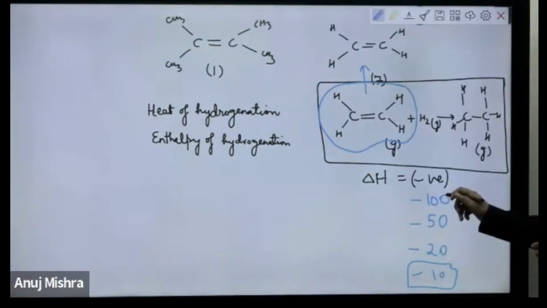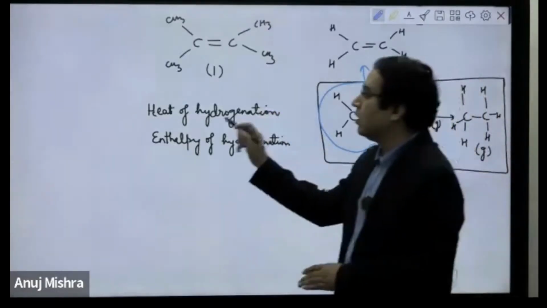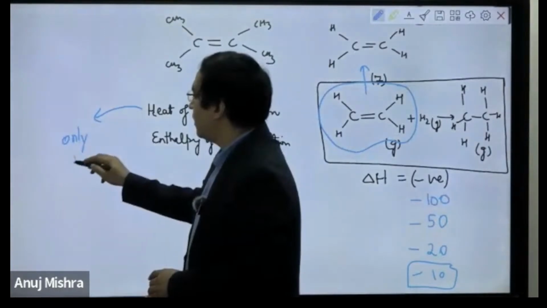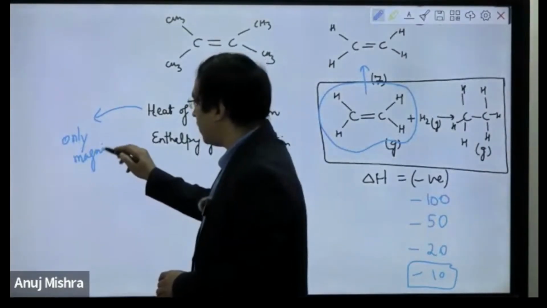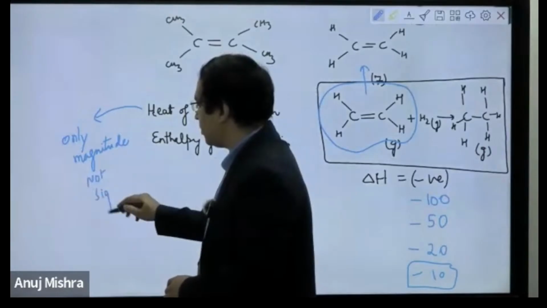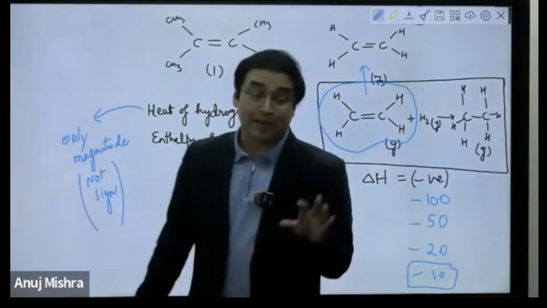Minus 10 is bigger than minus 100 mathematically. But whenever you talk about heat of hydrogenation, generally the meaning is only magnitude. I repeat, only magnitude, not sign. ये इसका general meaning होता है. Ideally, examiner should be clear.